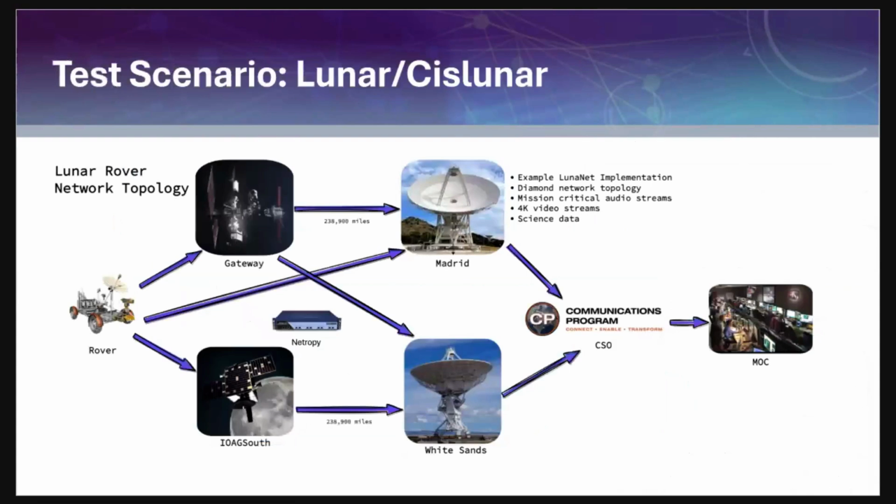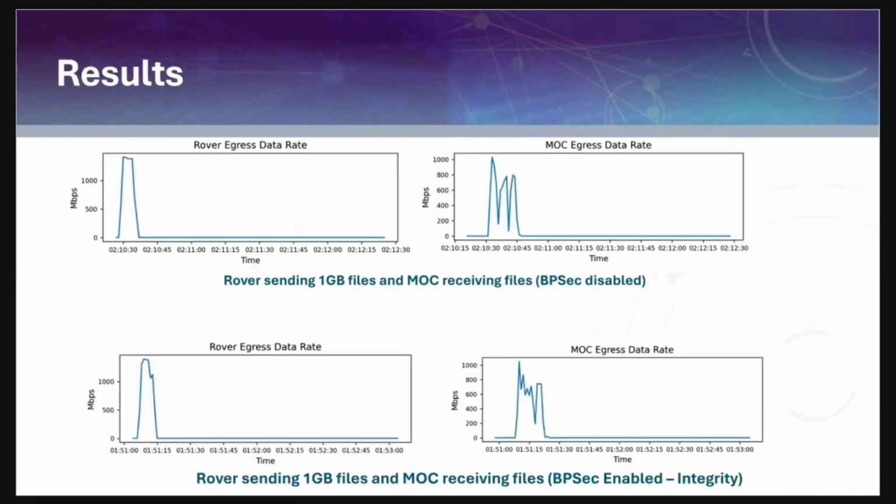And the next scenario is the lunar scenario. So we used multiple nodes simulating a cislunar scenario as shown in this network topology. Depending on the orbital mechanics, we have here a rover. It may have a line of sight to a single or multiple nodes. And the entropy was used to emulate the long delay between the Earth and Moon links.